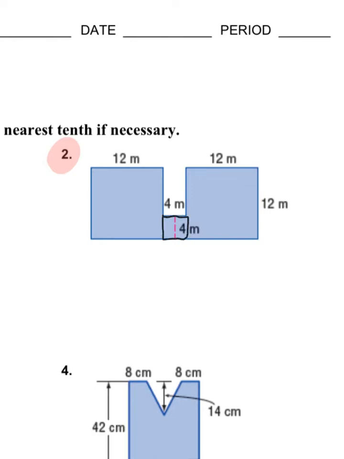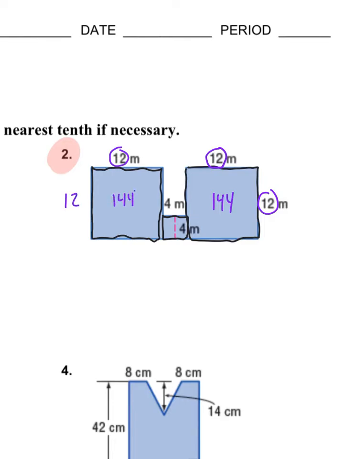into 3, I don't know if they're squares or rectangles yet. So that's what I'm going to do. And I'm going to find the area of all 3 of those. So let's start with this one. So we do 12 times 12 is 144. Now for this one, we do 12 times, that's got to be 12 as well, to get 144.